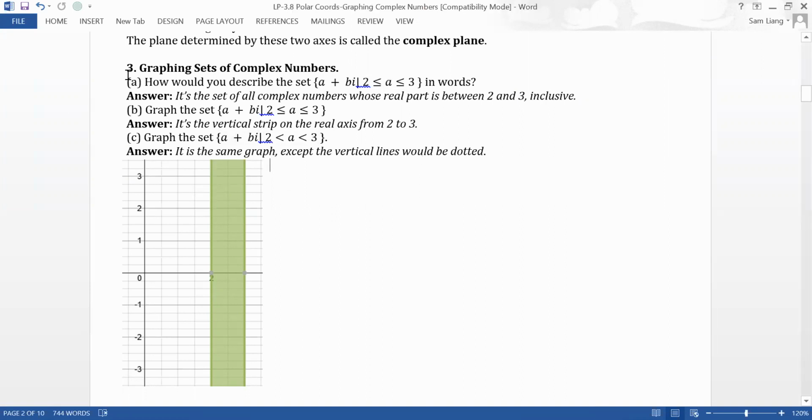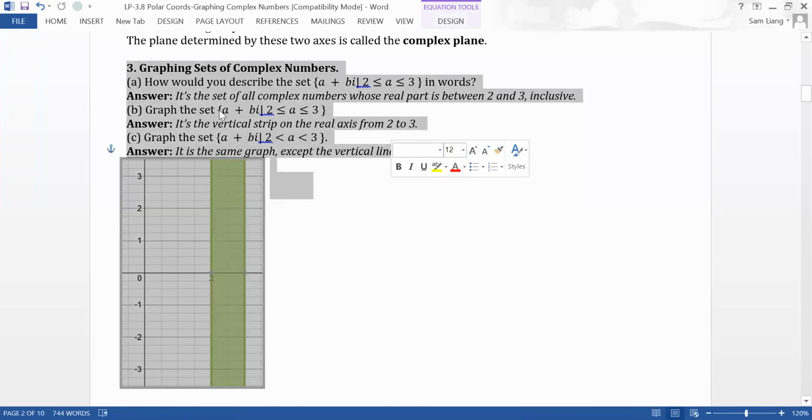Okay. So again, for the sake of your notes, please just copy this down. These answers, these three, and then also this diagram here.